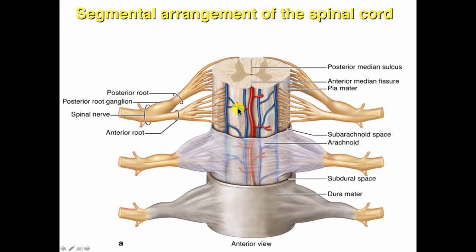Each of these spinal nerves is joined to its segment by a number of roots, and these roots are grouped either as dorsal or ventral roots. Dorsal roots contain only afferent or sensory nerves, while the ventral roots contain only efferent or motor nerves. But as you can see here, these dorsal roots and ventral roots are grouped together in a single nerve covered by a single epineurium to form a mixed spinal nerve.